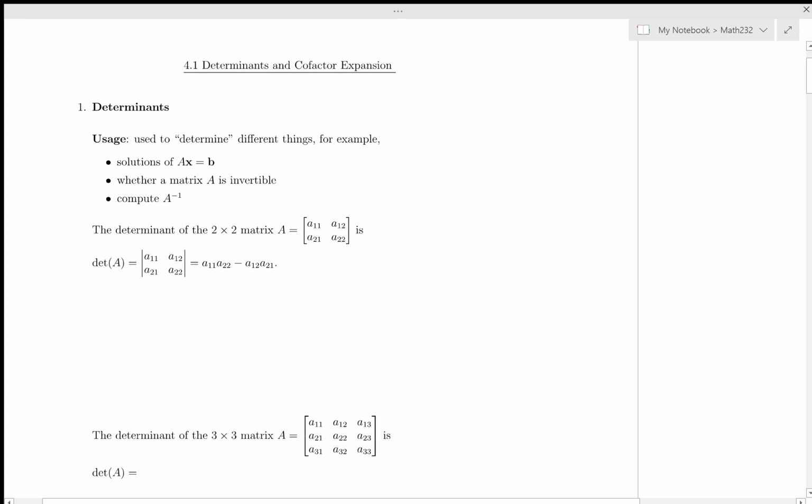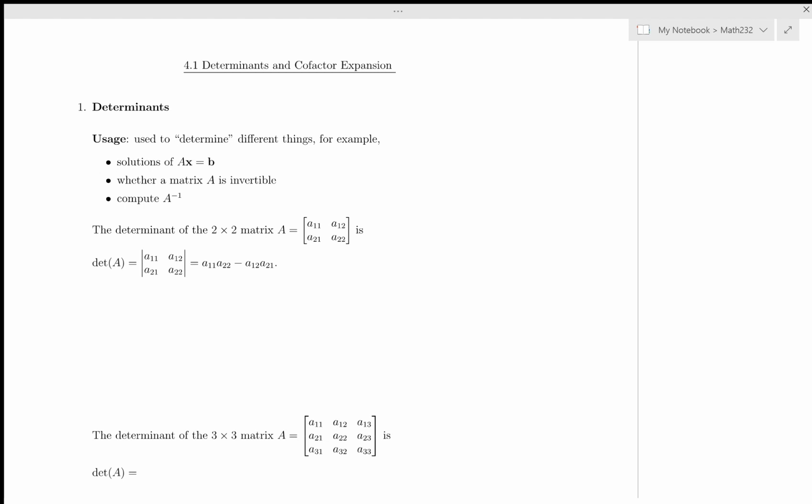We're doing section 4.1, Determinants and Cofactor Expansion. So let's get a handle on what these things are. We have seen this a little bit when we calculated an inverse of a 2 by 2 matrix, and we did use a determinant then. A determinant can be used for determining several things: the solutions to AX equals B, whether a matrix is invertible or not, and computing the inverse.